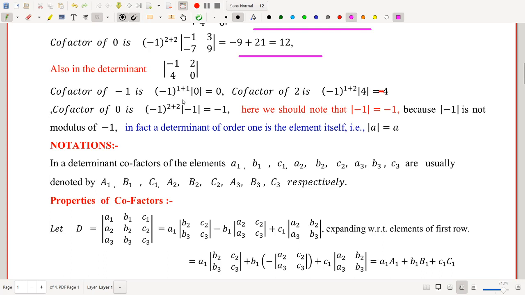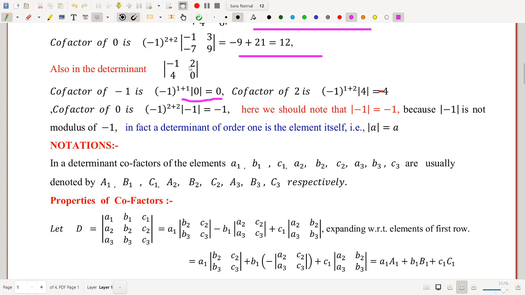That element also we have written within 2 vertical lines. This is determinant of order 1 and it is 0. Determinant of order 1 value will be same as the element with which we have constructed the determinant.